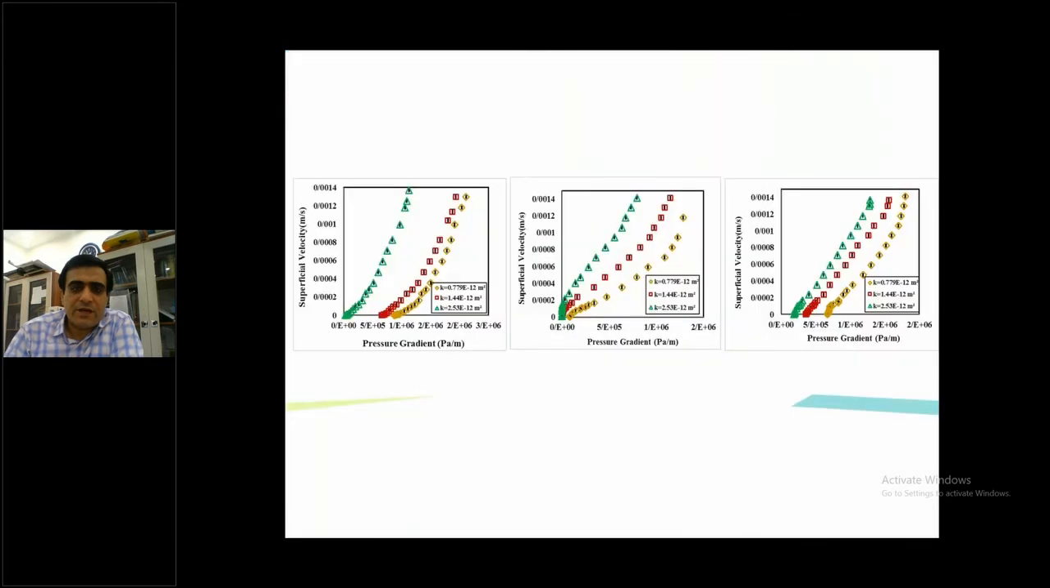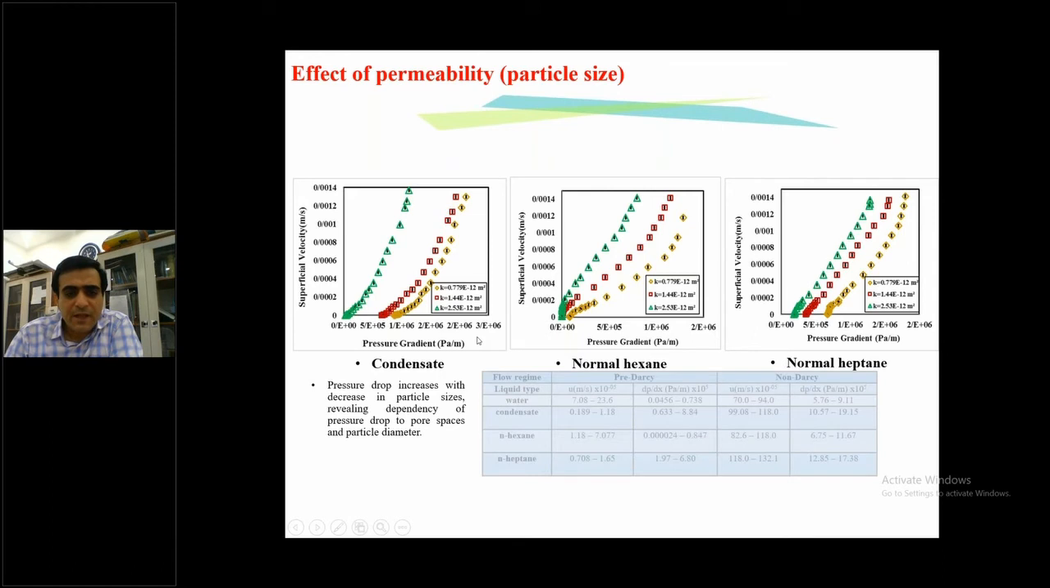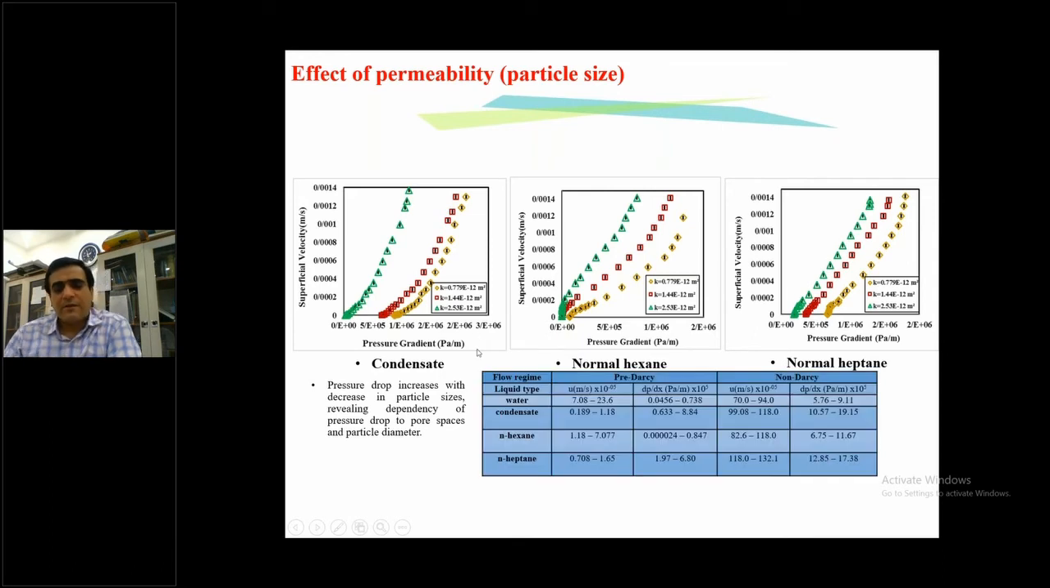Here you can see some of the results. The slides compare the effect of permeability for different liquids, and you can clearly observe that not all of the data pass through the origin, which is the basic assumption of the Darcy equation. And this is the case for condensate, normal hexane and normal heptane at all permeabilities. And we can distinguish the pre-Darcy zone from the non-Darcy and Darcy zones.